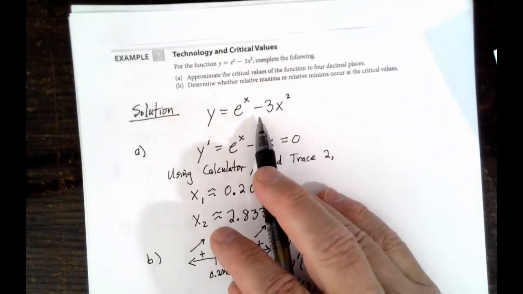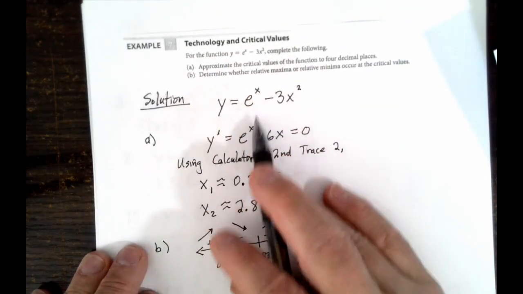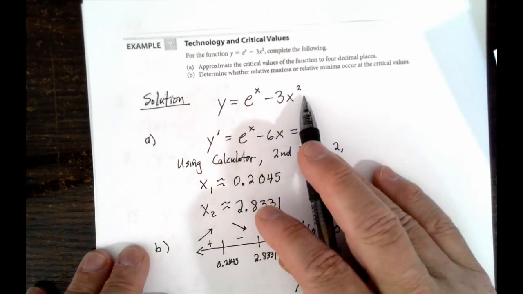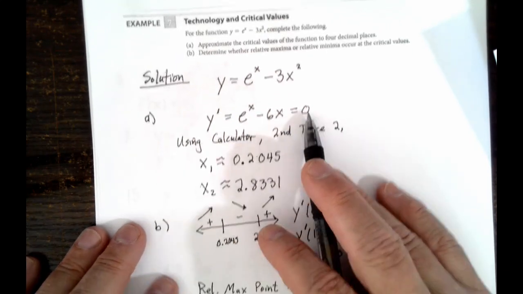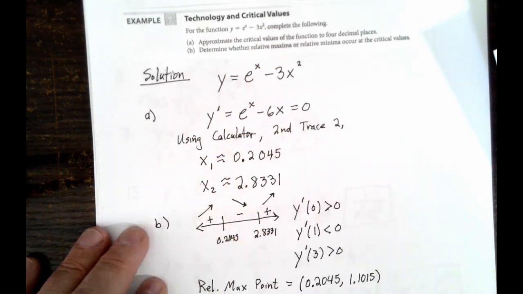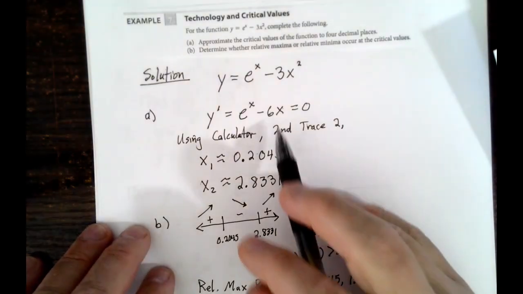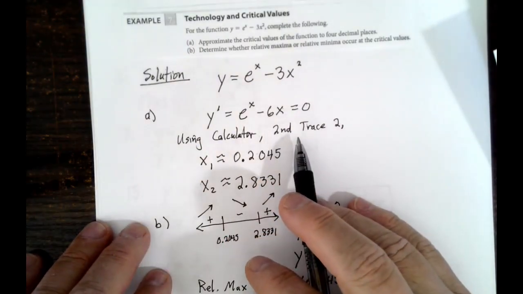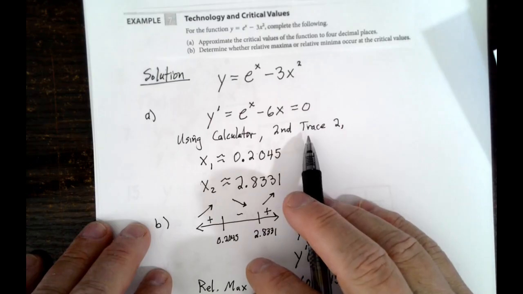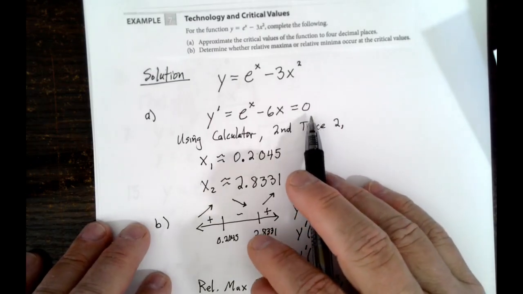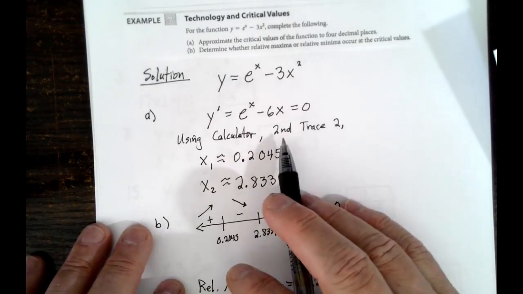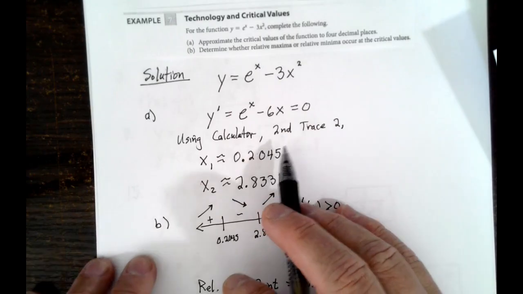Now here they give you this guy and ask you to take the derivative. Well, e to the x's derivative is e to the x, and this guy's derivative is just 6x. When you set it equal to 0, it's not at all easy to solve, so we're going to use our calculator here. We're going to graph this. Okay, and I think if you started with a zoom 6 for your graph, it'll give you a standard window, 10 by 10 in every direction.